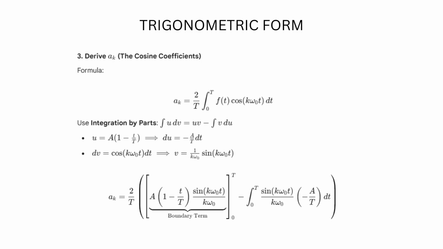We let dv equal cosine k omega naught t dt. Integrating that, v becomes 1 over k omega naught times sine k omega naught t. A sub k equals 2 over T times the quantity A times 1 minus t over T times sine k omega naught t over k omega naught evaluated from 0 to T, minus the integral from 0 to T of sine k omega naught t over k omega naught multiplied by negative A over T dt.